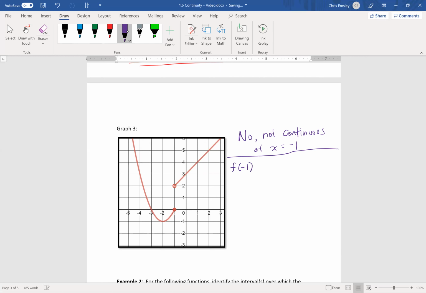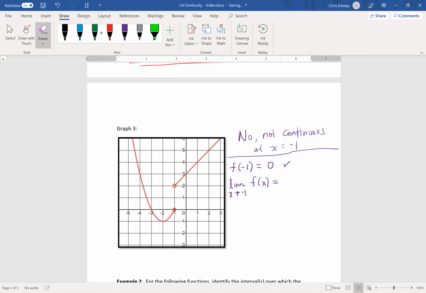First of all, we take -1 and plug it into our function. Does that value exist? Well, f of -1 happens right here where that solid circle is, and it's equal to y equals 0 at that point. So yes, it does exist. Condition 1 is met. So that means we need to look at condition 2, and that's the limit as x approaches -1 of f of x.